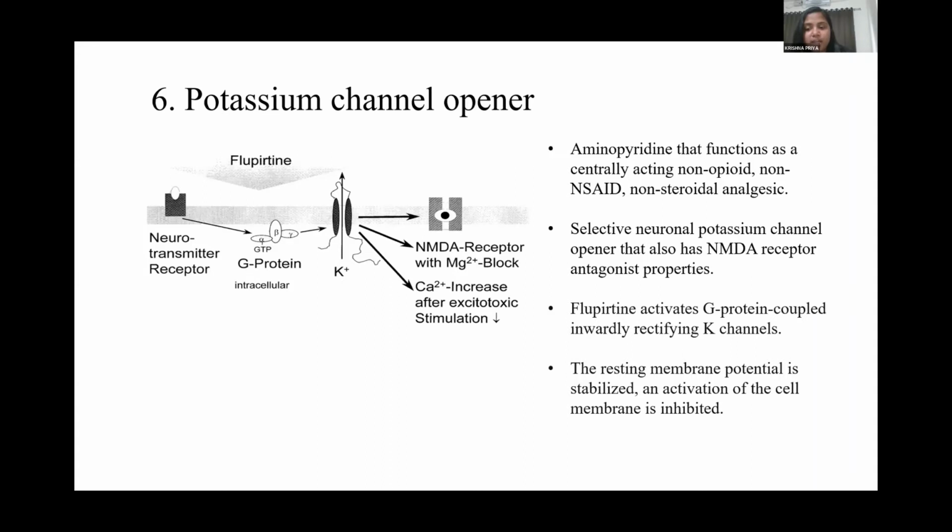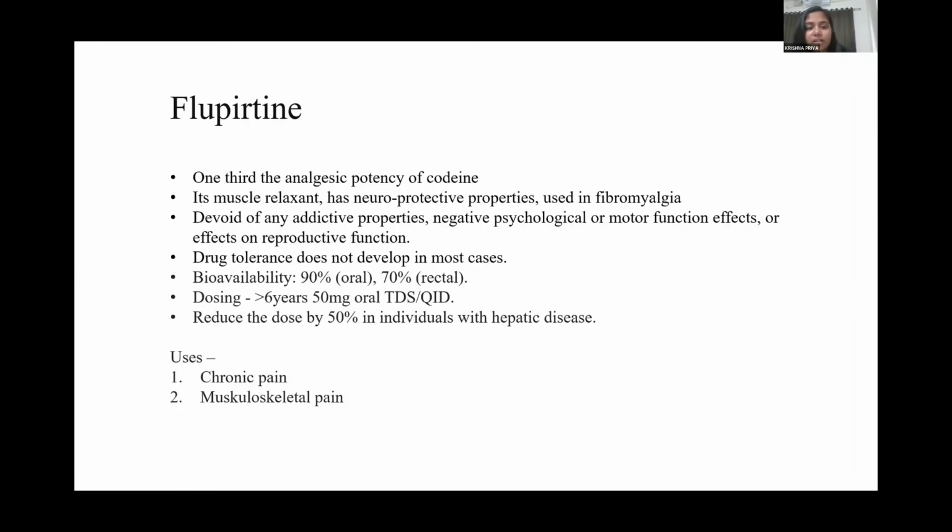So flupirtine activates G protein coupled inwardly rectifying potassium channels, and the resting membrane potential is stabilized and activation of the cell membrane is inhibited. So we can see flupirtine has one-third the analgesic property of codeine, and it is a muscle relaxant and has neuroprotective properties, used in fibromyalgia, and devoid of any addictive properties, negative psychological or motor function effects or effects on reproductive function.